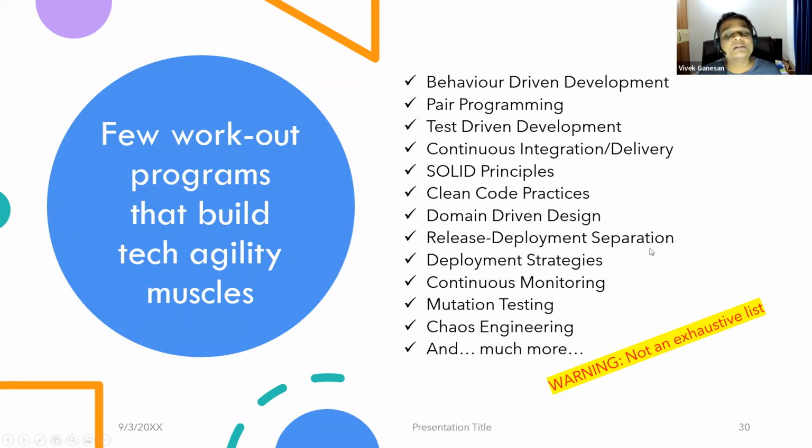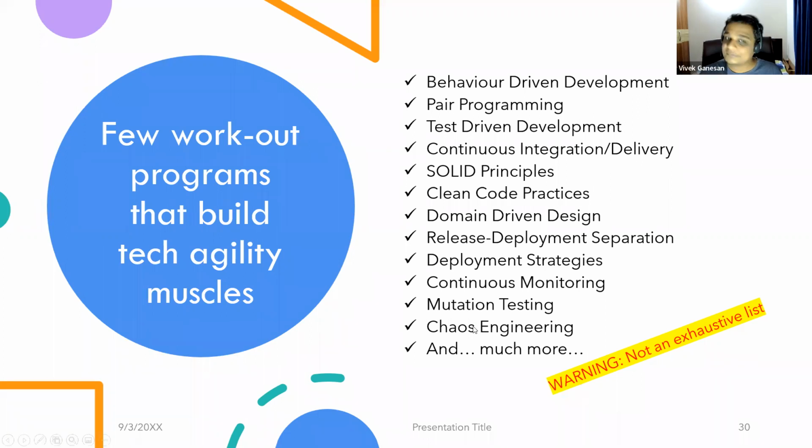And there are multiple deployment strategies, blue-green deployment, canary deployment. These things can help you give your product owner the ability to experiment and learn from it, right? Continuous monitoring is another aspect. There is something called mutation testing, which helps you to check whether you're writing good test cases or not. And Netflix started this chaos engineering trend where they even have a tool called Chaos Monkey, which will turn off production servers at random and see whether the business goes on properly or not.